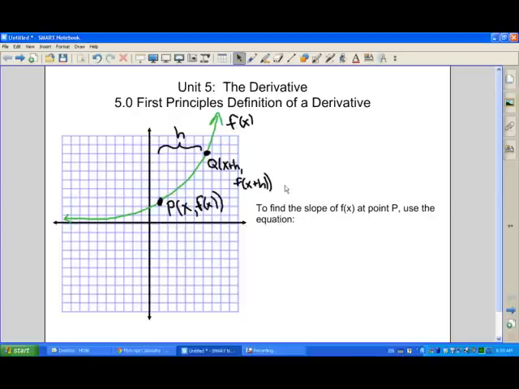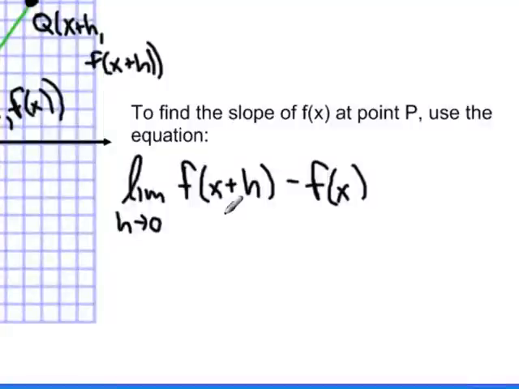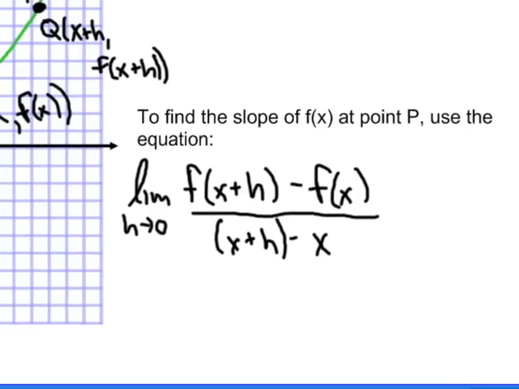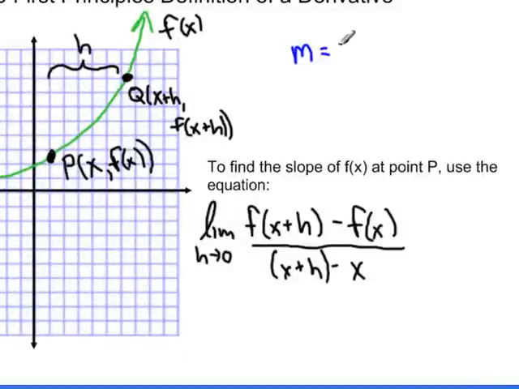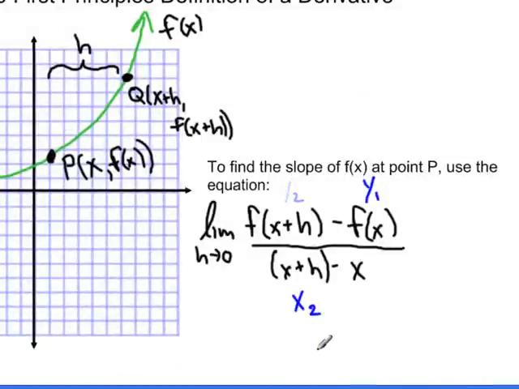So to find the slope of f of x at point P, we use the equation, the limit as h approaches 0 of f of x plus h minus f of x all over x plus h minus x. And this is from the equation for slope, y2 minus y1 over x2 minus x1. So f of x plus h is our y2 value, f of x is our y1, x plus h is x2, minus x represents that x1 point.